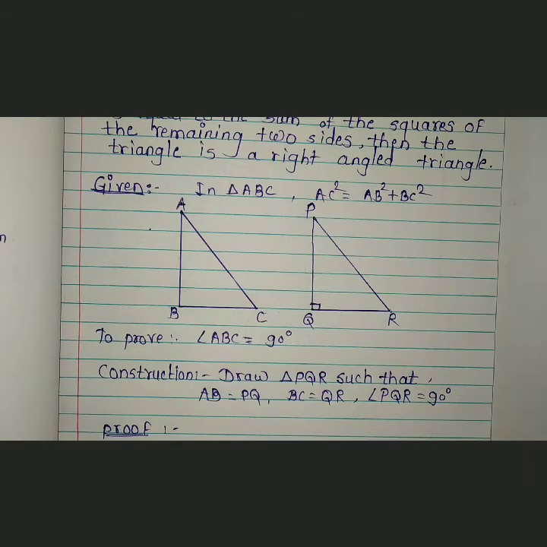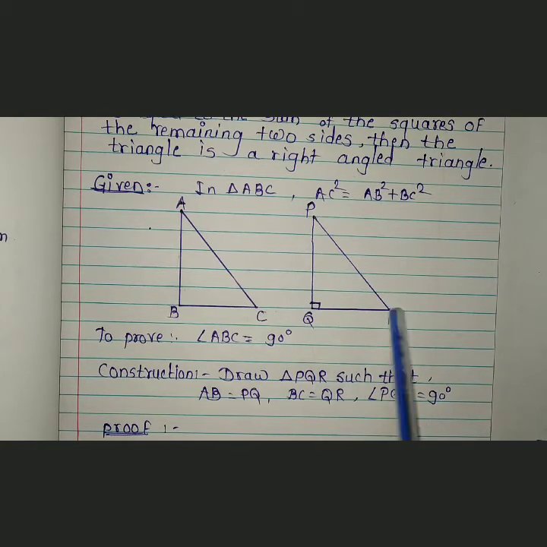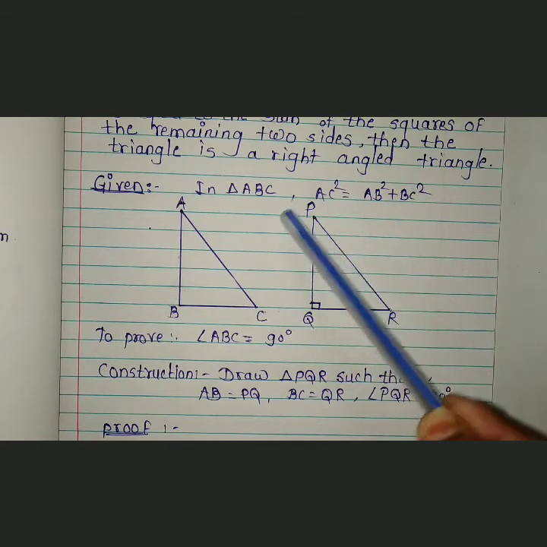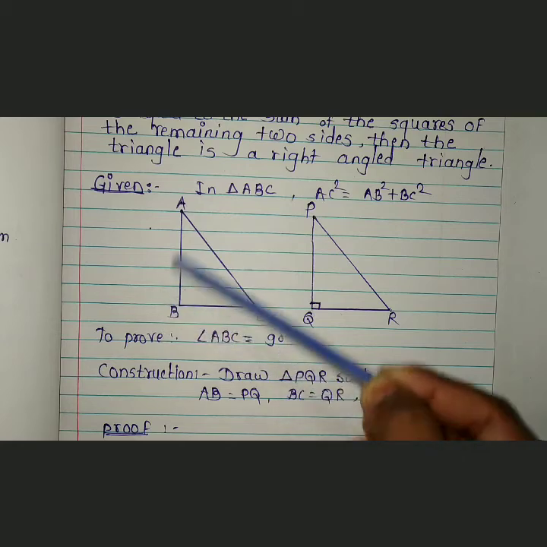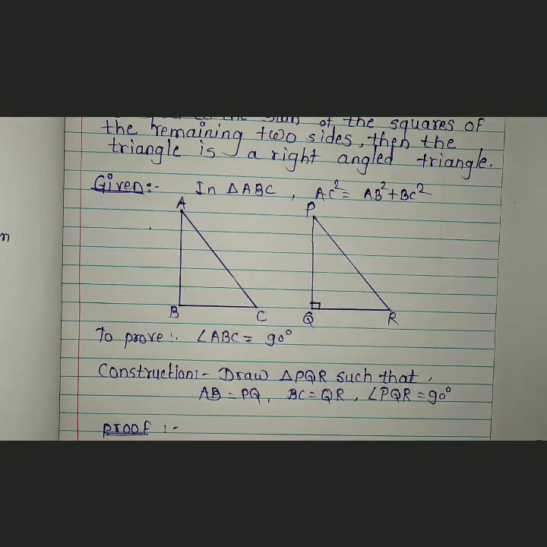Okay, therefore this is the triangle PQR such that the length of PQ is equal to the length of AB, meaning AB is equal to PQ, BC is equal to QR and angle PQR is equal to 90 degree. This triangle PQR is a right angle triangle. Therefore, apply the Pythagoras theorem to triangle PQR. What is it? PR square is equal to PQ square plus QR square.